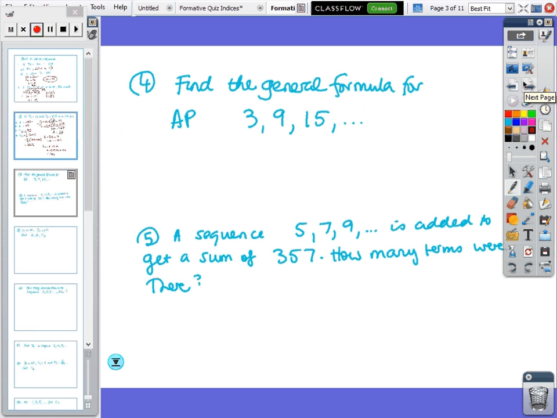Okay, find the general formula for an AP, 3, 9, 15. And a sequence 5, 7, 9 is added to get a sum of 357. Okay, it's a sum, not a term. How many terms were there? Okay, let's have a go.